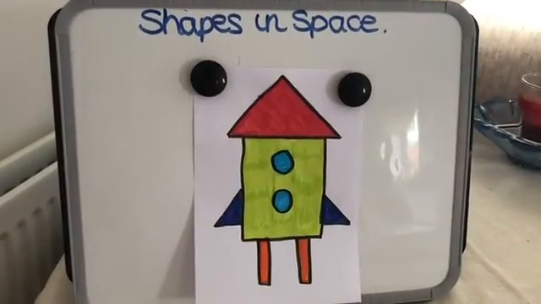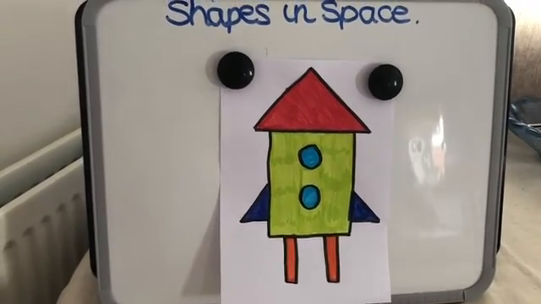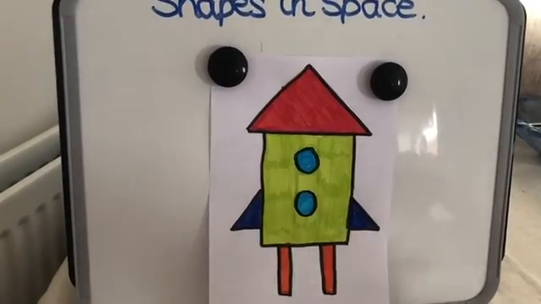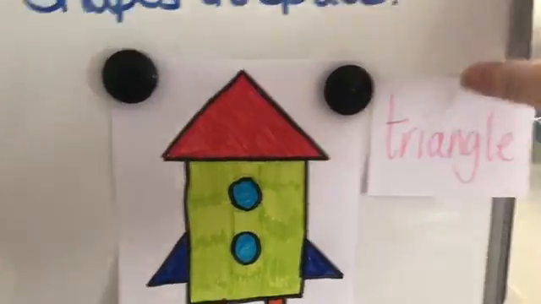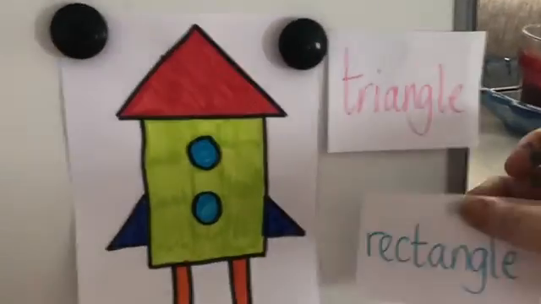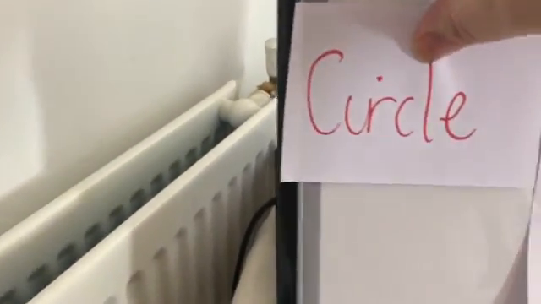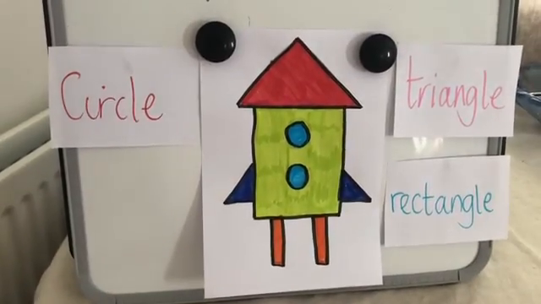So to begin with, I have drawn a space rocket. This space rocket has been drawn using different shapes. So the shapes I have used to draw this rocket are triangles. I have used rectangles. And I have used circles. So can you point to all of those that I've done?